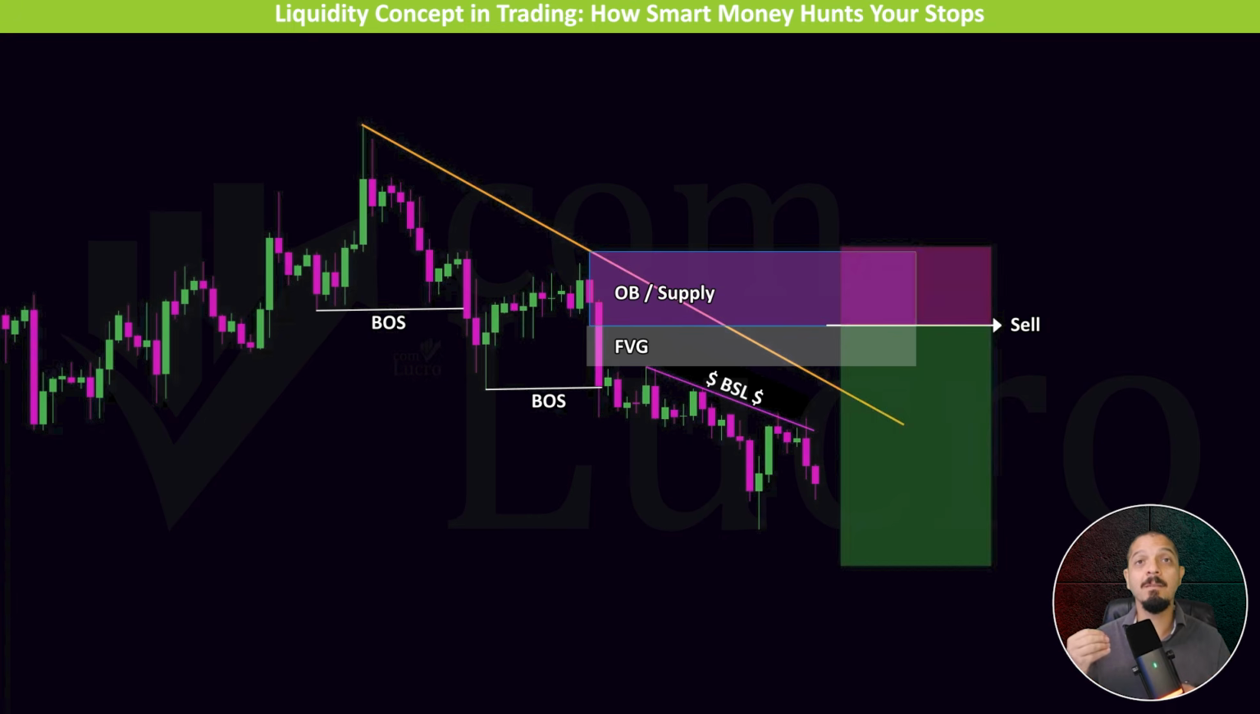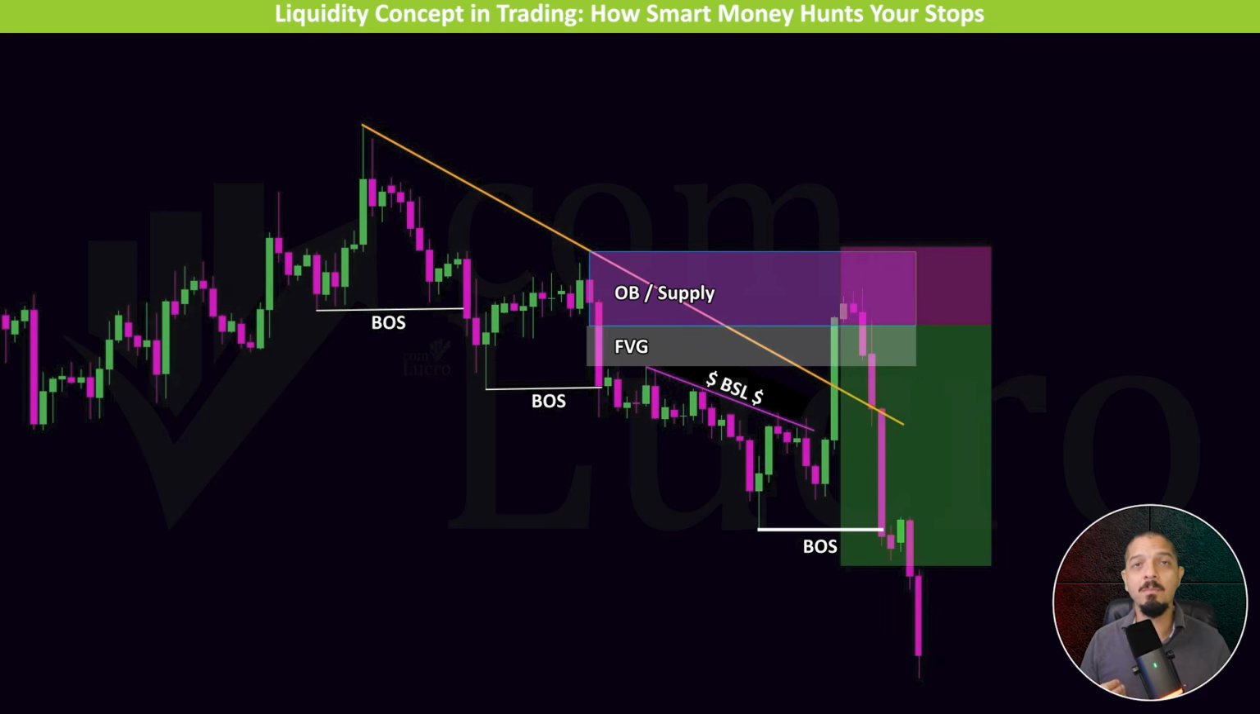We place a sell limit at the supply zone, set our stop loss above the zone, and target the previous swing low. As price unfolds, the setup plays out perfectly. The target is reached and a new lower low forms. This is how market structure, liquidity, and supply and demand work together. And this is the approach you should be trading with.